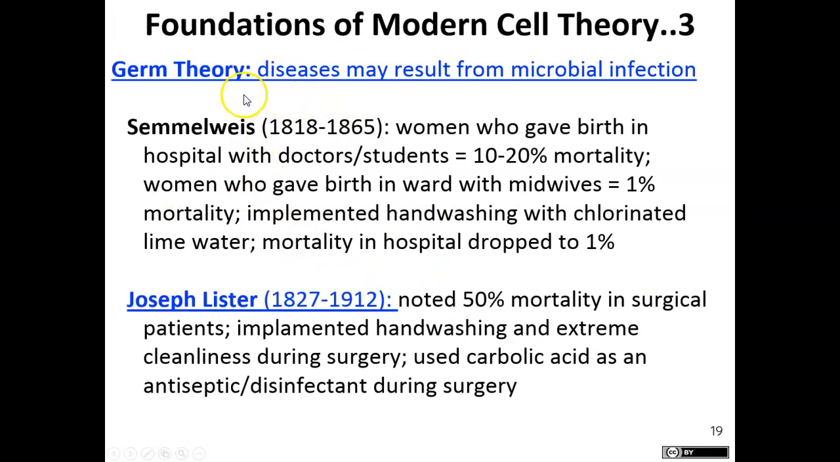And so let's talk about the germ theory of disease. This theory basically states that diseases result from microbial infection, which makes sense, right? A disease comes from a microbe, like bacteria or a virus. Semmelweis noted that women who gave birth in hospitals with doctors and students had a 10 to 20% mortality rate, whereas women who gave birth in maternity wards with midwives had a 1% mortality rate.